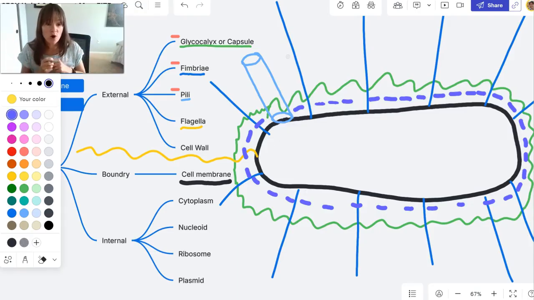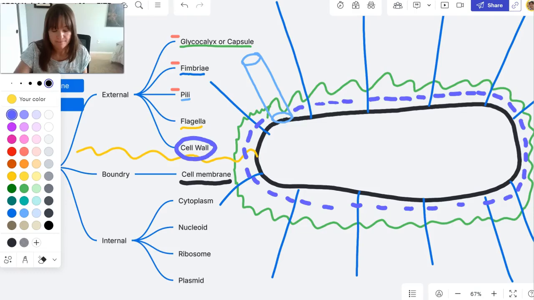So the cell wall I drew with holes in it because it's not the barrier. The cell wall provides structure to prevent the bacteria from bursting open. Which cell structure have we already drawn that is the barrier? If you said cell membrane, that's correct.